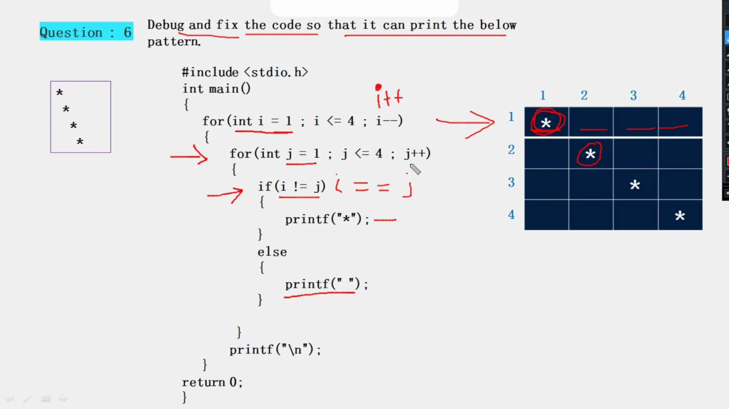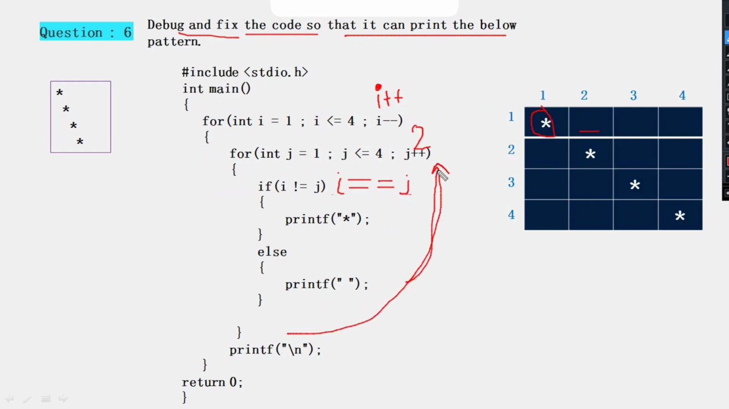Now at second iteration value of j will be 2 and still value of i is 1. So i double equal to j, the condition is false. So it will come to else block and here it will print a blank space. Okay. Now again control will go up and it will increment the value of j by 1. So initially it was 2, it will become 3. Okay.